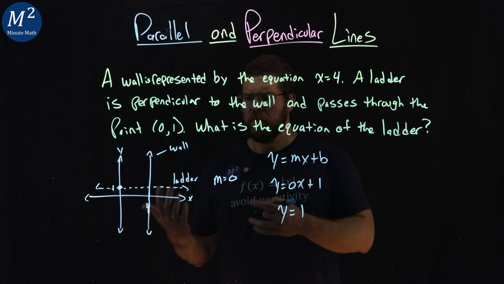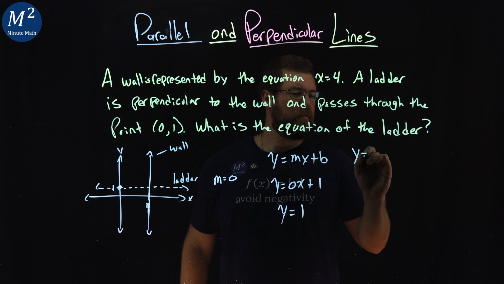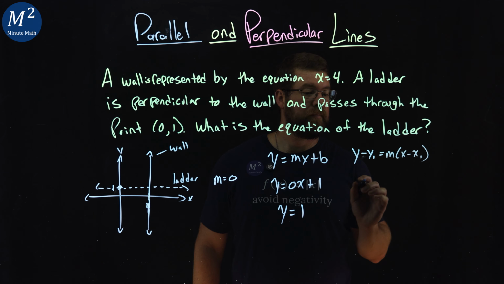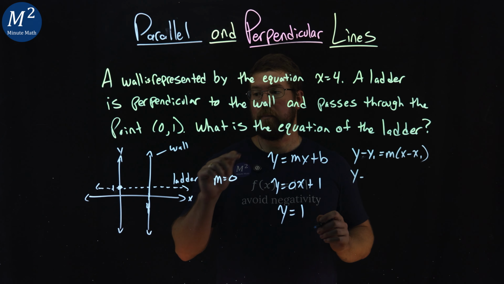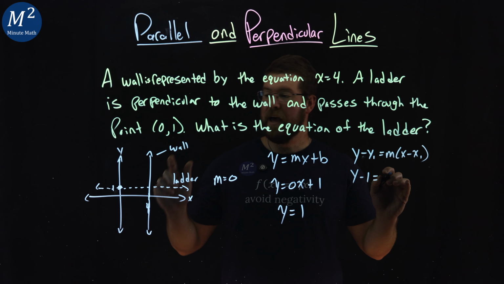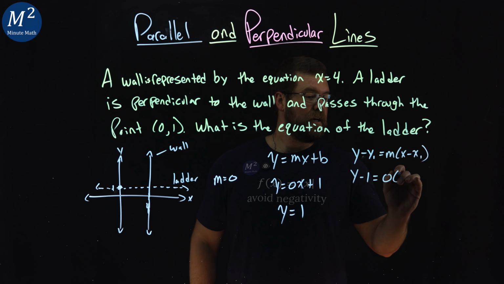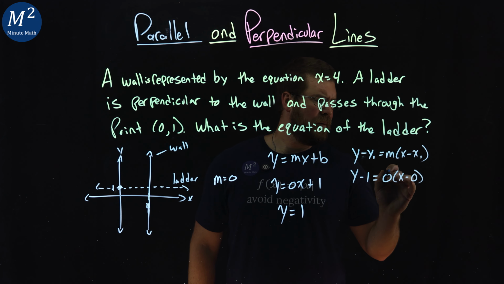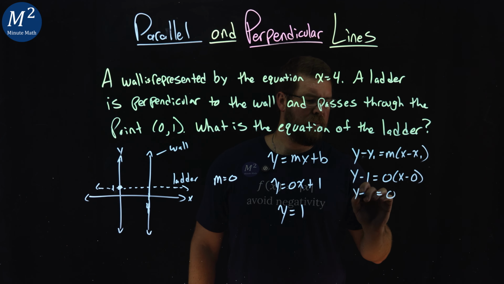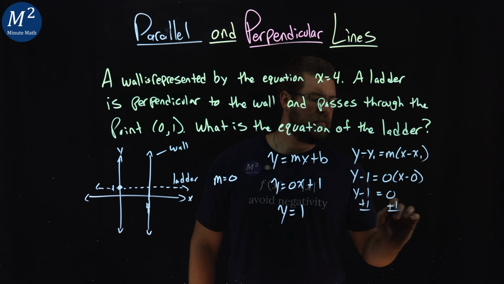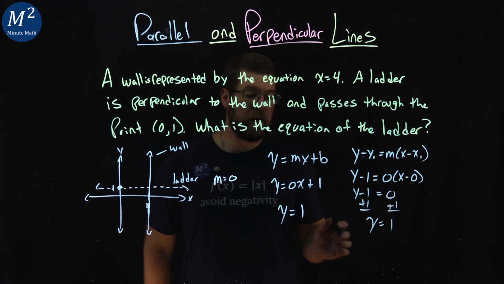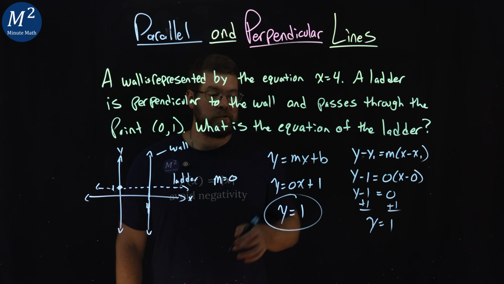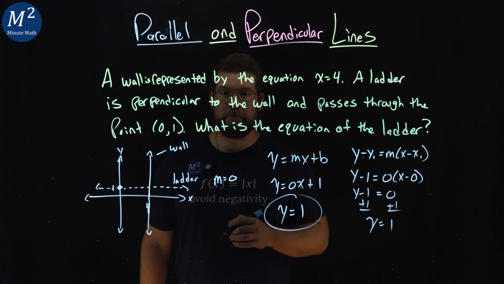Same thing if we did point slope form. y minus y1 equals m times x minus x1. y minus y1, our point, 1, equals m, our slope 0, times x minus x1, which is 0, like there. Well, 0 times everything is just 0 here. y minus 1. Add a 1 to both sides, and we get y equals 1. So either way, we got y equals 1. So the equation of the ladder is y equals 1.